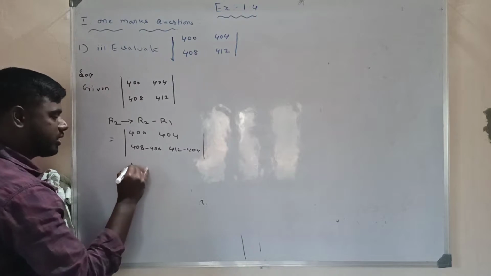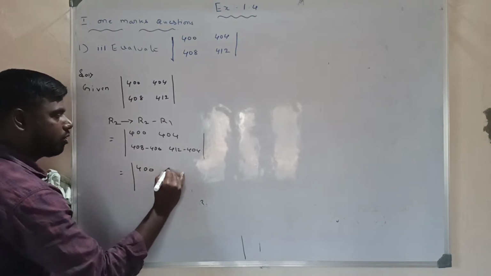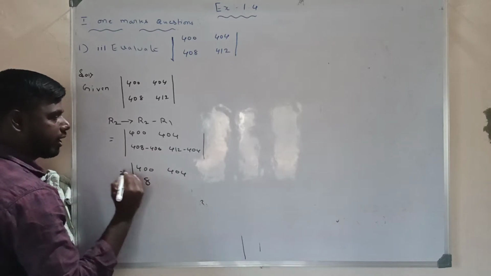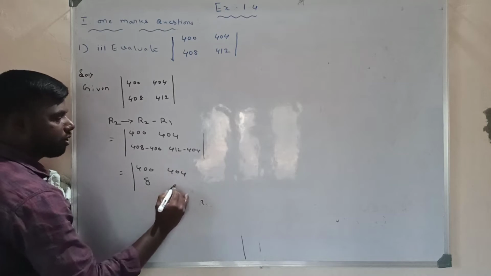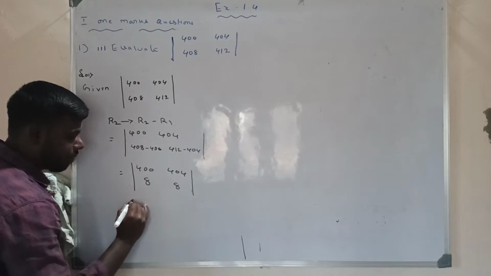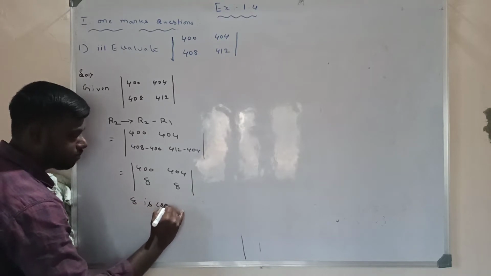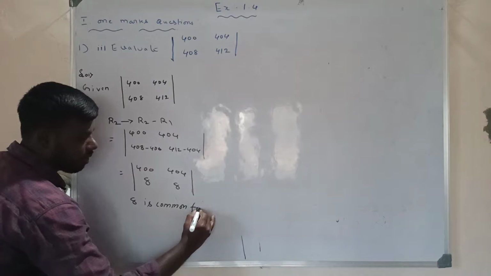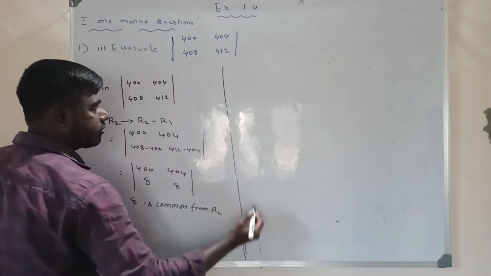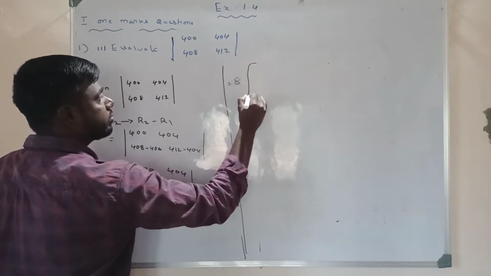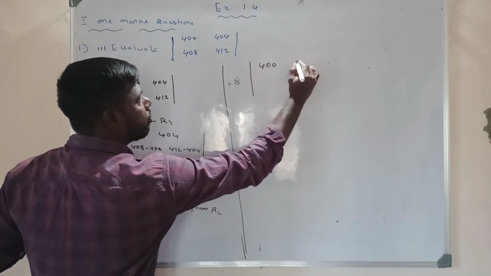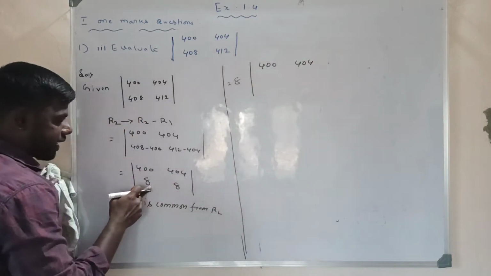Now simplify this determinant. 400, 404. 408 minus 400 is 8. 412 minus 404 is 8. What is the common element here? 8 is the common element, so we take 8 common outside from the second row. The first row is 400, 404, and 8 is taken outside.